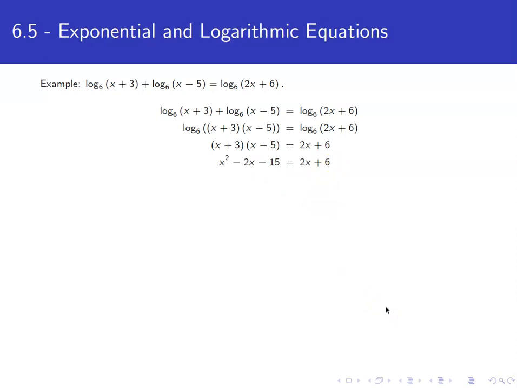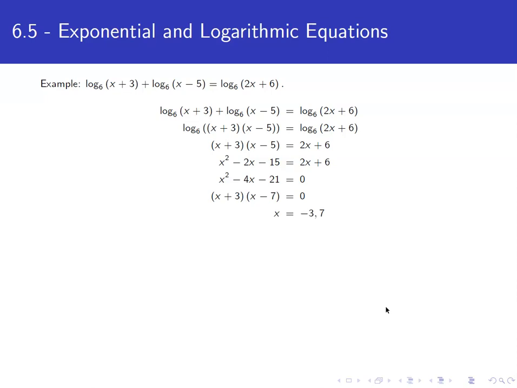Again, we get a quadratic equation. The way we solve all quadratic equations is to set them equal to 0 and either factor or use the quadratic formula. Setting this equal to 0, we get x squared minus 4x minus 21 equals 0. That factors nicely, and we get solutions of x equal to negative 3 and x equal to 7.